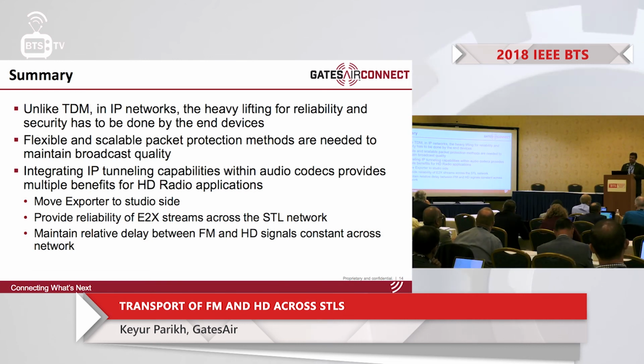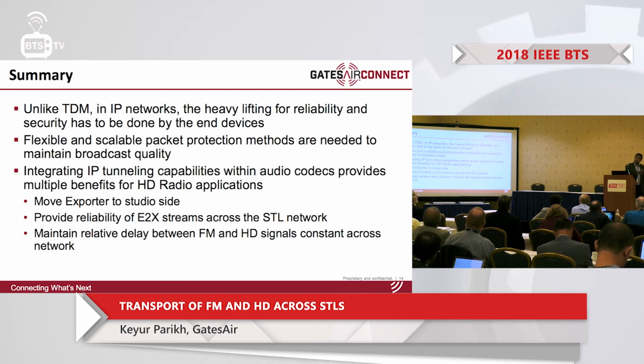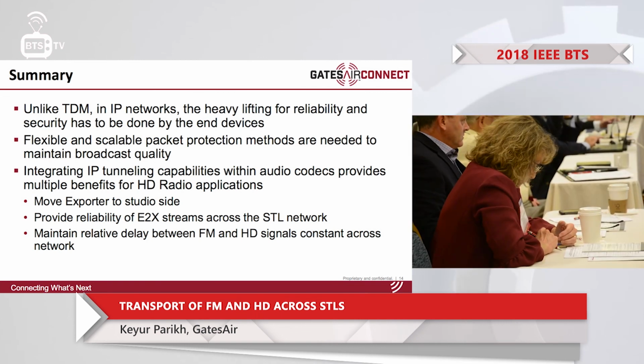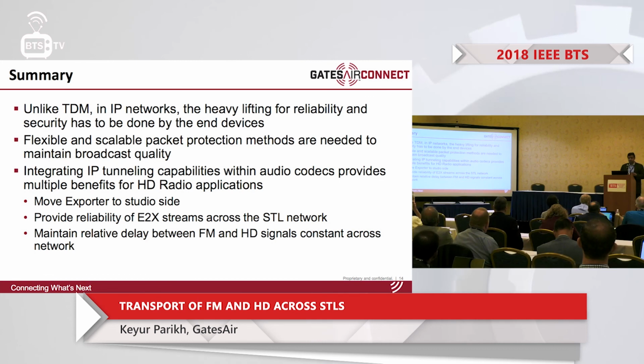And integrating the IP tunneling capability within the codec provides a lot of benefits. It allows users to move their exporters also to the studio side. We are seeing a trend where more and more users are moving their audio processors to the studio end and transporting FM composite signal as opposed to left-right audio channels. Now, this essentially helps them to move the exporter also and provide the reliability for the E2X and maintains the delay of both FM and HD signal constant through the network.